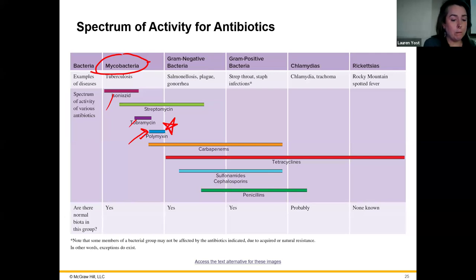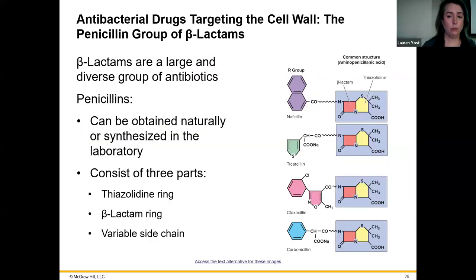Those are pretty narrow range treatment drugs, whereas you can look at tetracyclines, man. That's across the board pretty much. So some of them are pretty broad ranges. So why don't we just treat everything with tetracyclines? Tetracyclines are pretty toxic. So that's why. We'll move on to how these things work so we can get a better understanding of them.